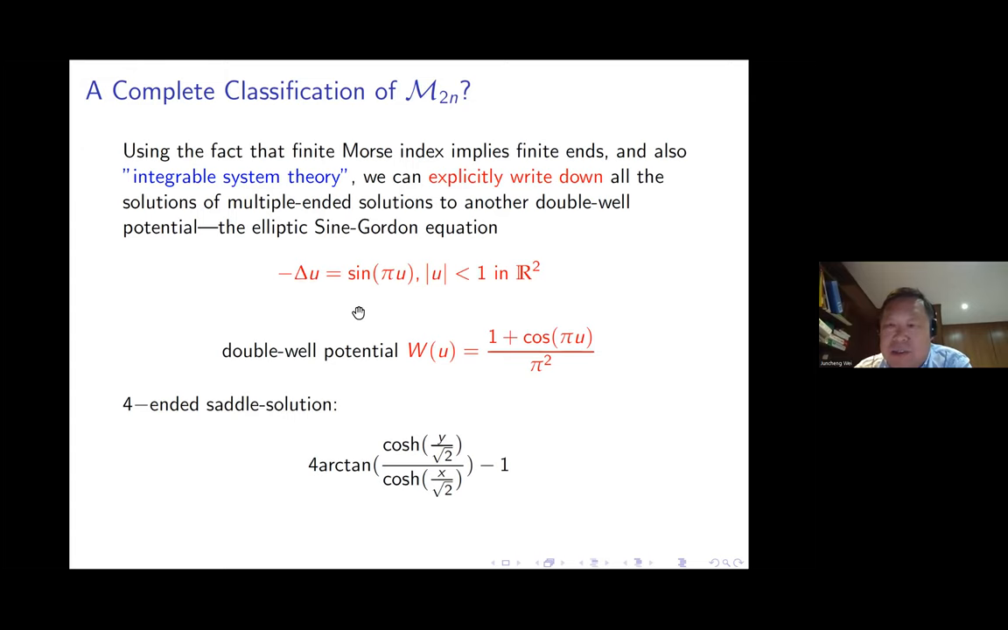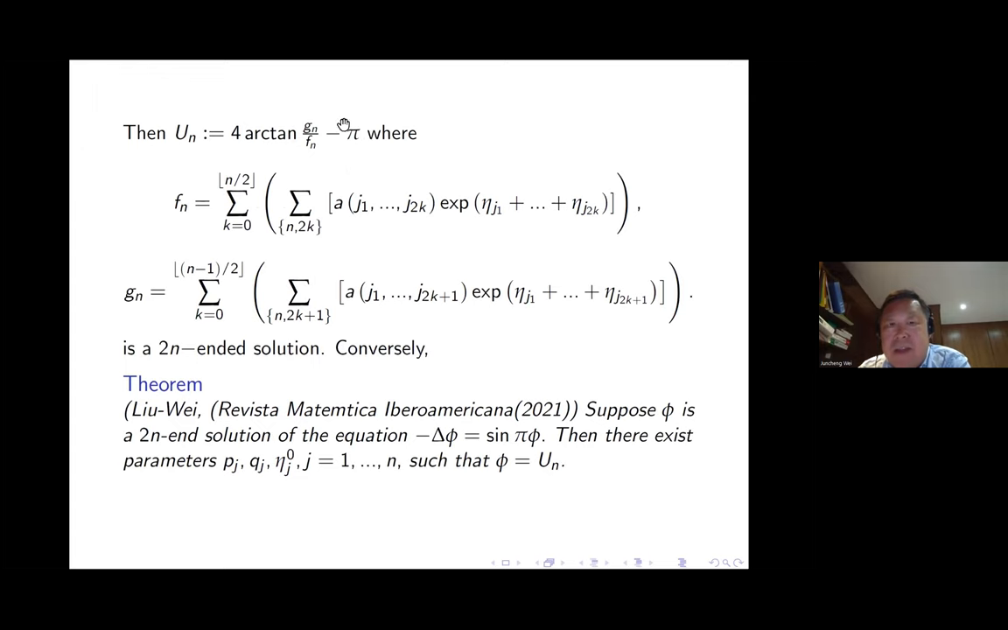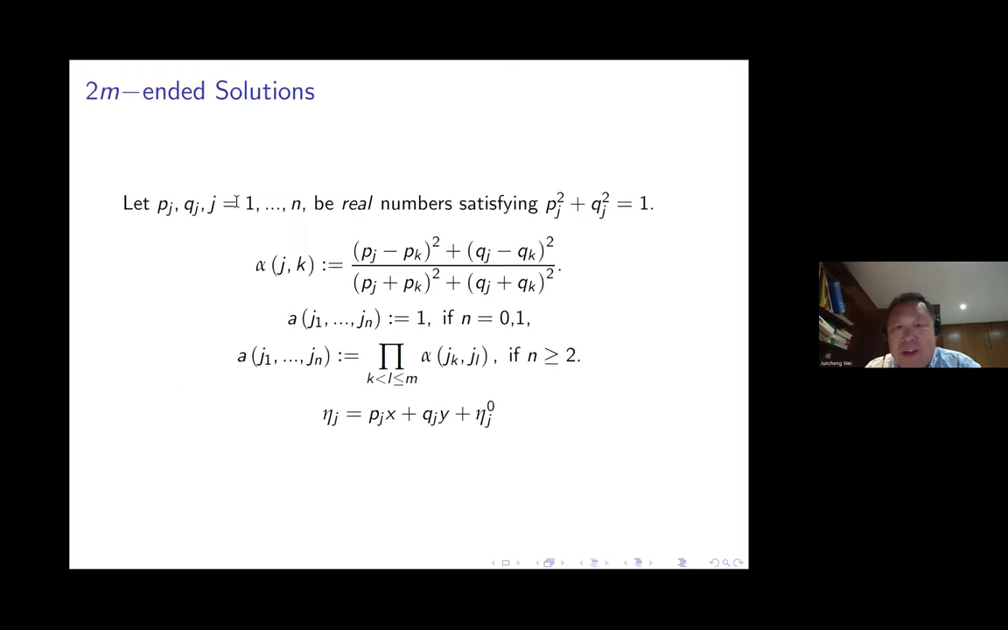you can write down all solutions. For example, you can write down the four-ended solutions explicitly. And in general, the 2n-ended solutions can be written in a similar form, and all the 2n-ended solutions are of this type. So you can write down these solutions explicitly. Allen-Cahn you cannot do, it's u minus u cubed. But for sine pi u, you can write down all solutions explicitly.